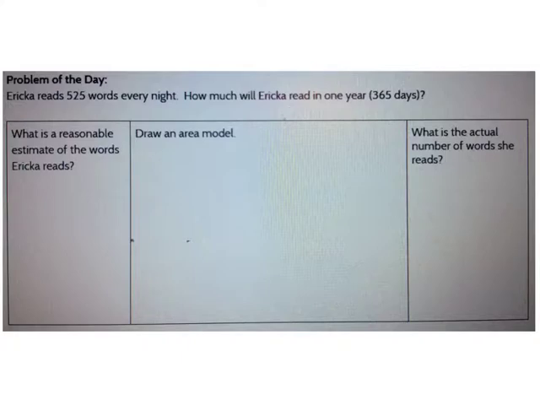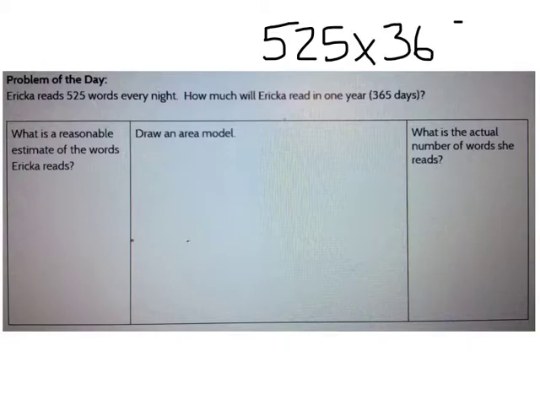Now let's start on today's objective with our problem of the day. Erica reads 525 words every night. How much will Erica read in 1 year, or 365 days? So we know Erica reads 525 words every night for 365 nights. So we need to multiply because we'd have to add up that 525 365 times.